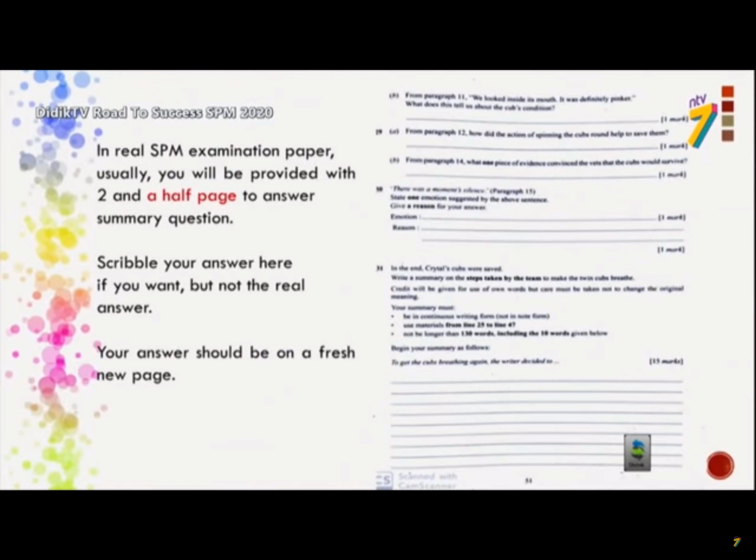Okay, so basically this is your question in SPM, right? So you can use this one for planning. Okay, do not start here. Start on a new page, so it's easy for the examiners to read your answer. Okay. All right. Next, we'll be doing the final section.